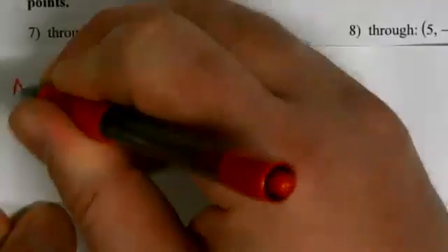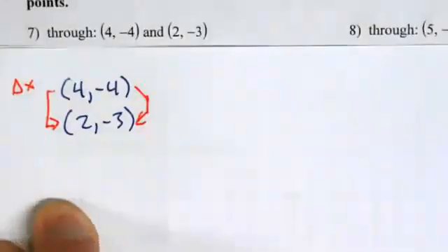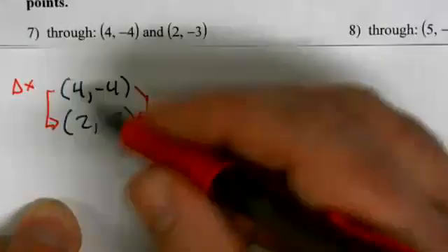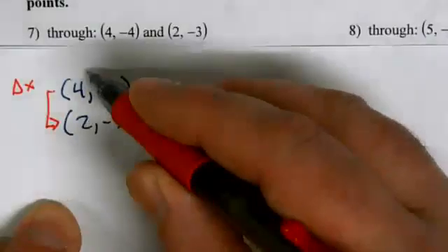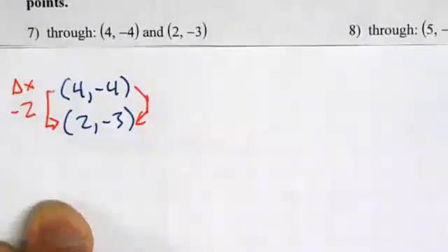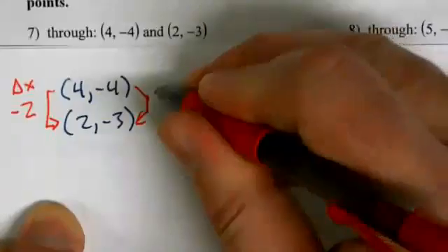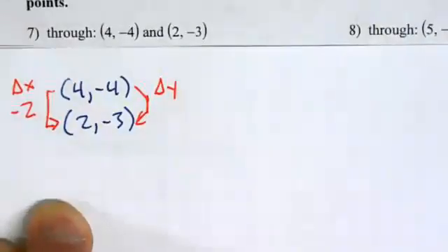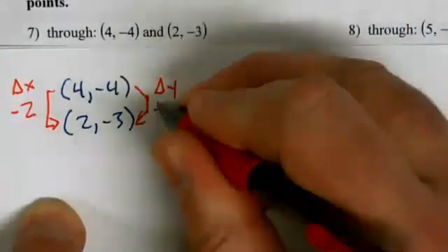What is my change in x for these 2 points? +2 or -2? I'm going from 4 to 2, so I'd be going down. So that's -2. So change in x is -2. What is my change in y for these 2 points? Be careful here. I'm going up by 1 to get from -4 to -3. I'm getting less negative. So I'm going up by 1.